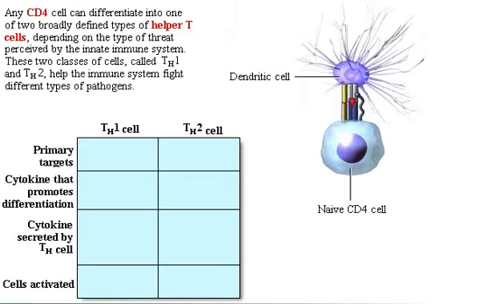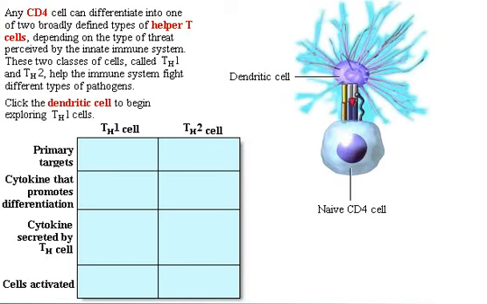A CD4 cell can differentiate into one of two broadly defined types of helper T cells, depending on the type of threat perceived by the innate immune system. These two classes of cells, called Th1 and Th2, help the immune system fight different types of pathogens. Click the dendritic cell to begin exploring Th1 cells.